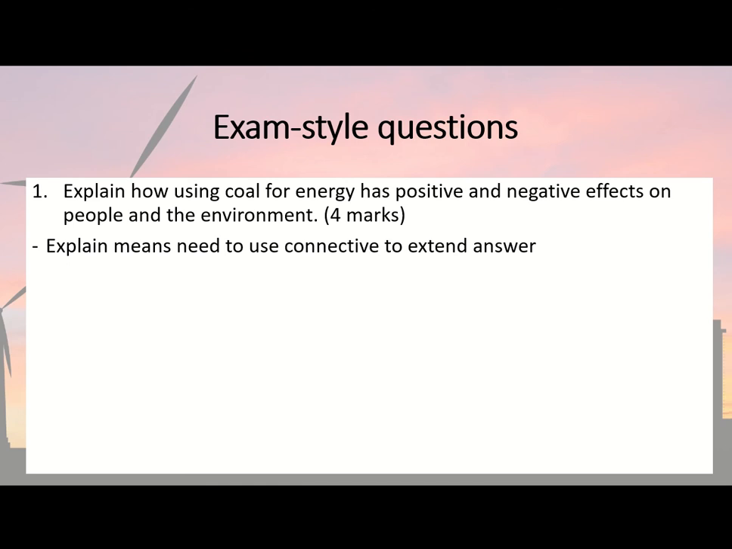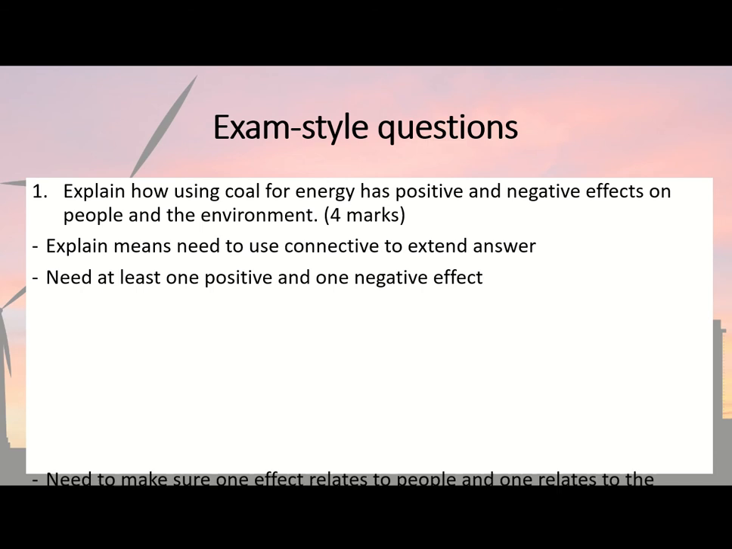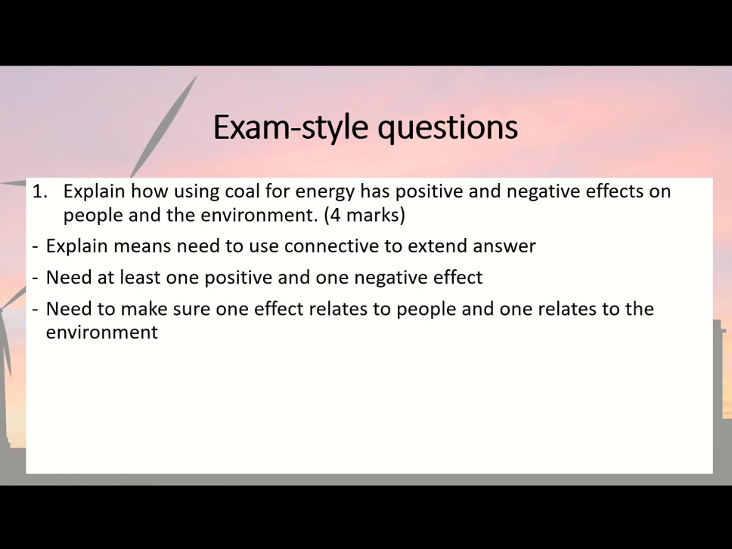The next thing though, this question's great because it tells us everything it wants. It gives us a shopping list. We've got to explain how coal, and I know we're not looking at wind, but coal has positive and negative effects on people and the environment. So it wants you to name at least one positive and one negative effect. So if we're having to explain, one of our things we've got to explain is a positive effect of using coal. But we also need to make sure that the explanation is linked to either people or the environment, and you need to cover both.